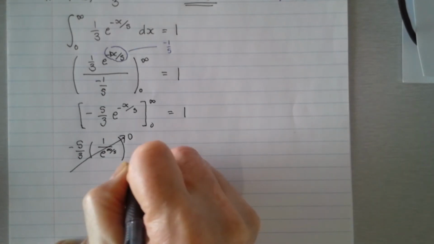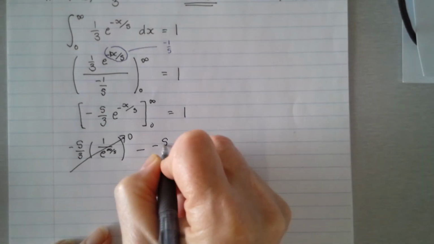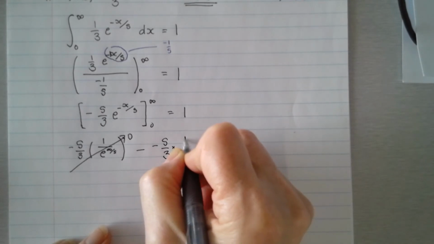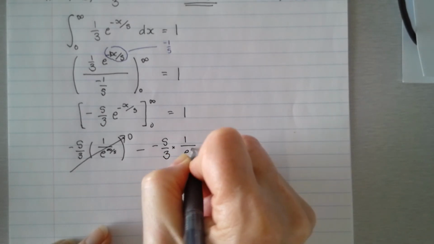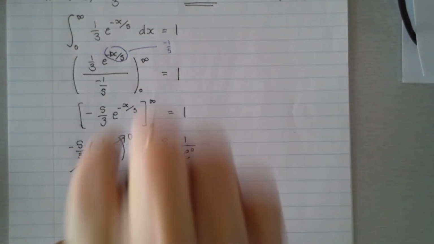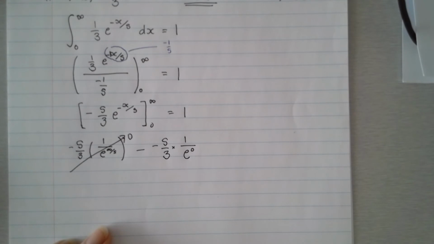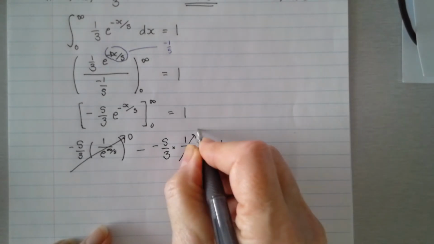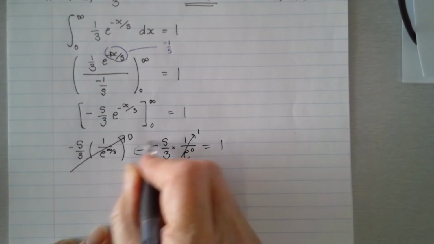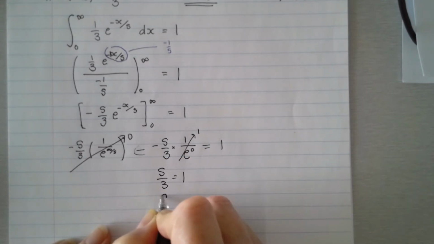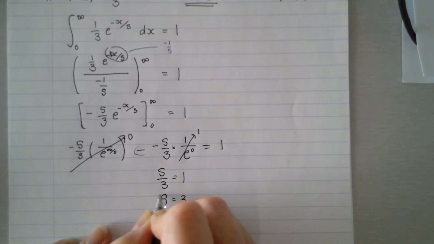Then I have to subtract off -s on 3 times 1 over e to the 0. Right? That one, I'm putting the 0 in. So what's e to the 0? Oh, that's equal to 1. Okay, that's 1. So I have negative a negative, so I have s on 3 equals 1. So finally I have s equals 3.